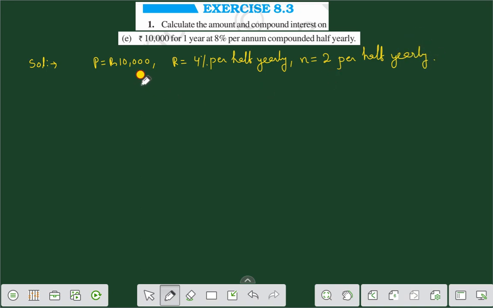We know that amount A is equal to P into 1 plus R by 100 to the power n. Therefore, we are getting 10,000 into 1 plus R by 100, where R is 4%, so 4 by 100, to the power n. n is 2.